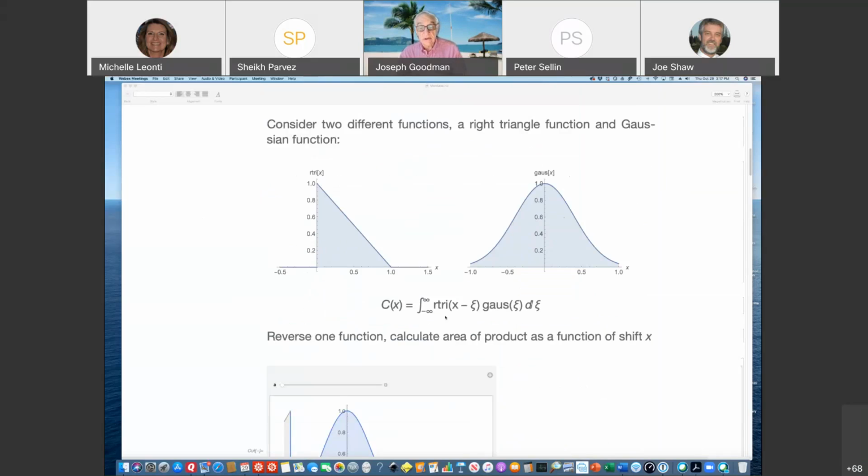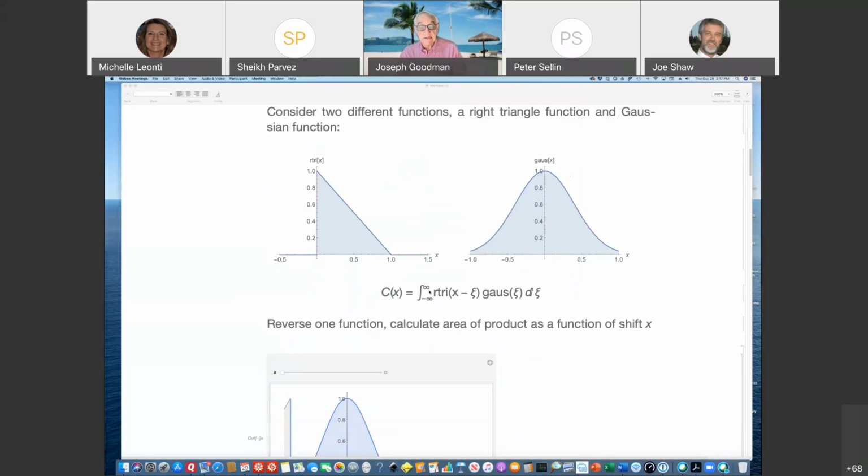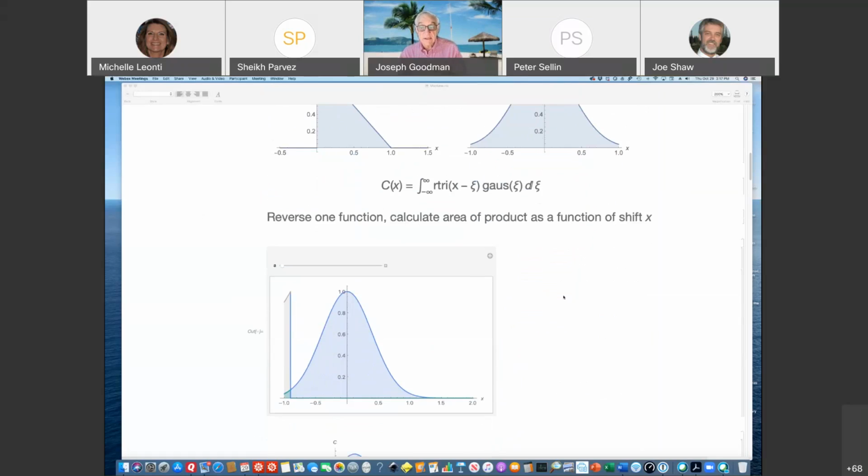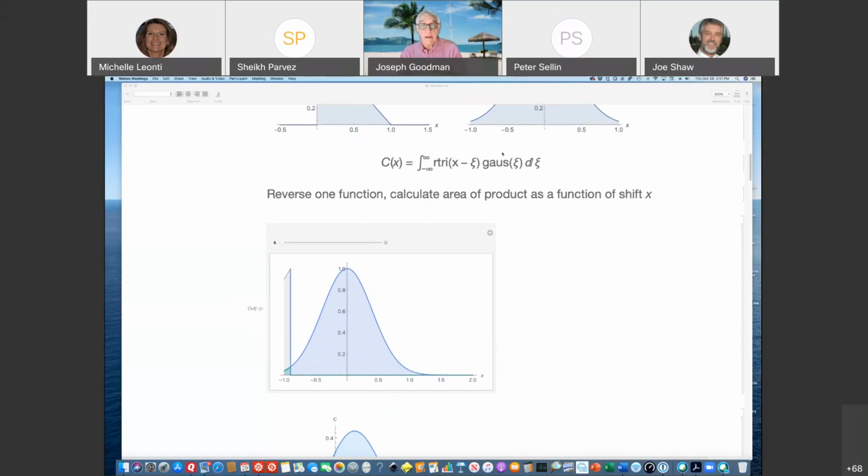And the convolution integral, as defined, is this right triangle function reversed, since we have a minus sign here, and shifted by x, times the Gaussian function. And we integrate that product over infinite limits. So let's see what the integrand looks like here, the product of the shifting right triangle function and the Gaussian function. So here the right triangle function has been reversed, so it's now a left triangle function.